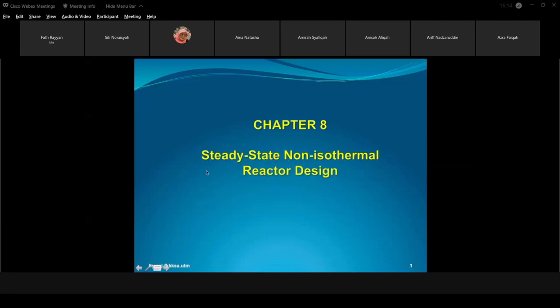Chapter 8 is about steady-state non-isothermal reactor design. Until now, from chapter 1 to chapter 6, you have studied about the isothermal reaction only. Then from chapter 8 and chapter 10, you will study non-isothermal. So there is a change in temperature. So you have to consider the temperature, initial temperature and reaction temperature.